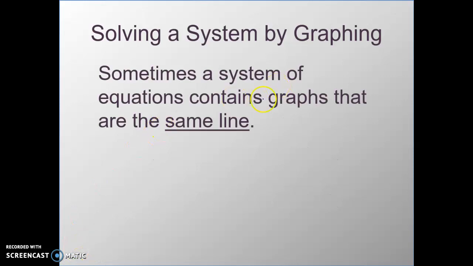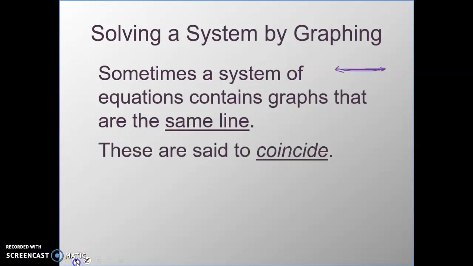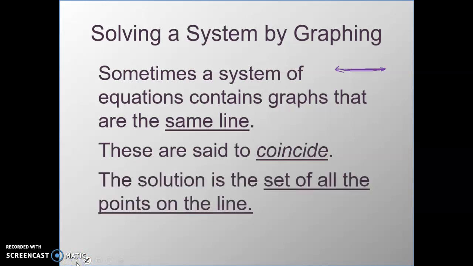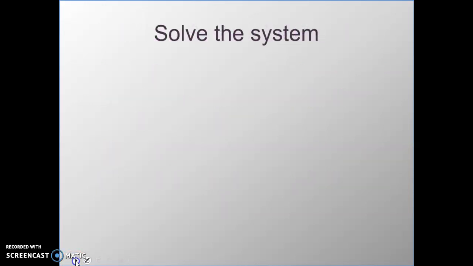Sometimes a system of equations contains graphs that are on the same line. Maybe you have one line, and then you draw another line right over the top of that. When you have a system of equations that fall on the same line, then these are said to coincide. And the solution is the set of all the points on the line. And what we'll often do for the solution is write the equation of the line, the y equals mx plus b slope-intercept form of that line. Let's take a look at two examples.